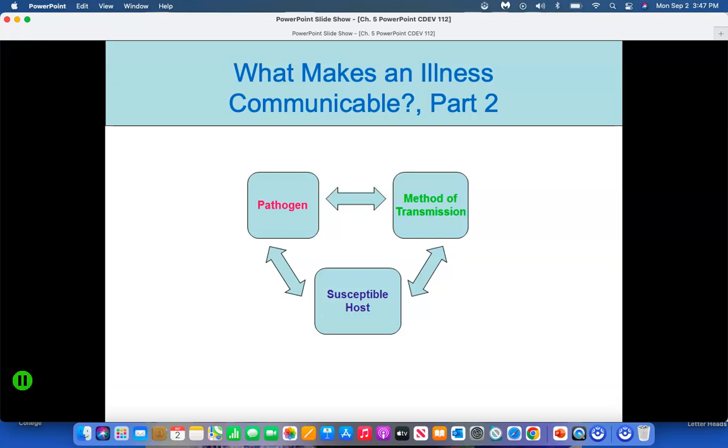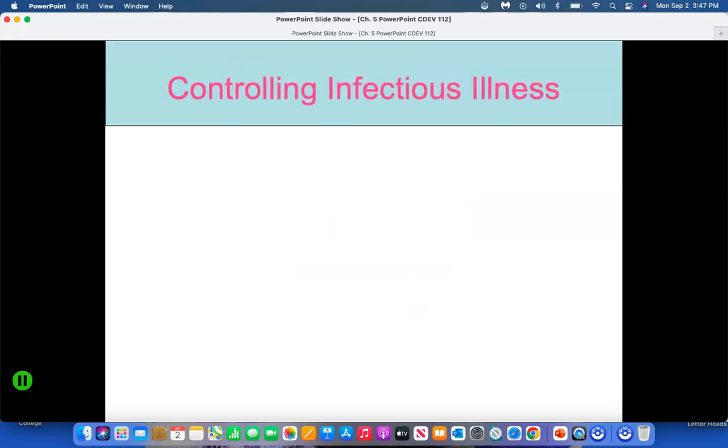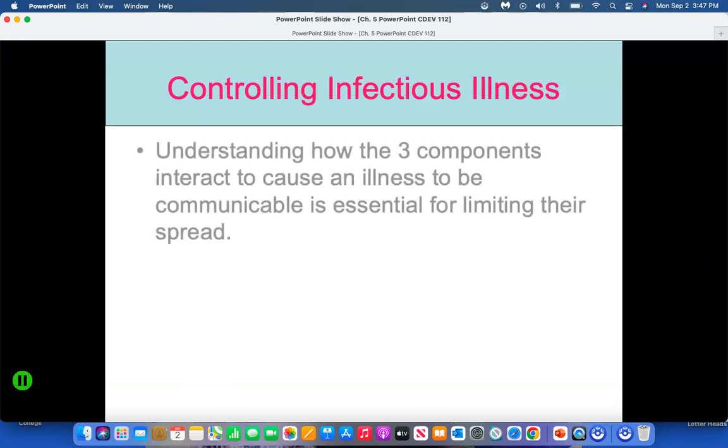So again, there's the three, and controlling the infectious illness. So understanding how these three components interact to cause an illness to be communicable is essential for limiting their spread.